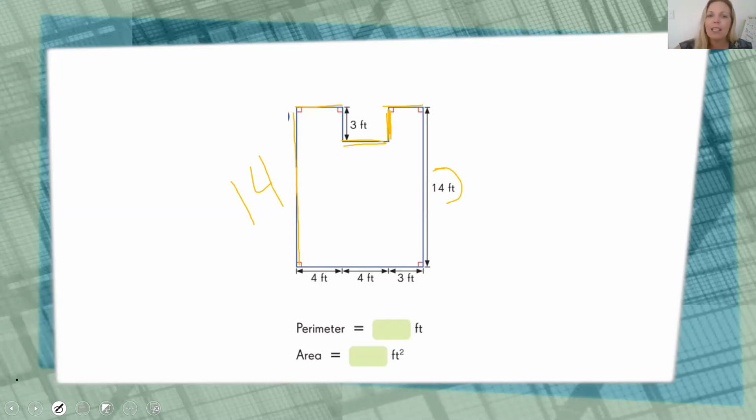Now what I do see is that this tells me that portion is 3 feet. And when I look up here, this is equivalent. So that's also 3 feet. Then I see that this length is 4 feet, which matches here.